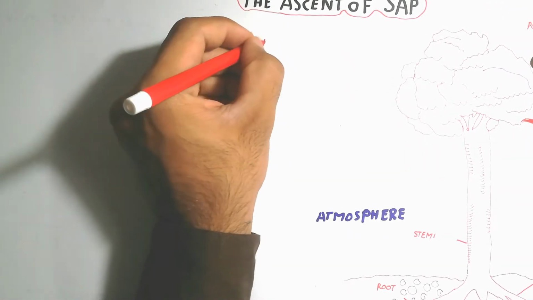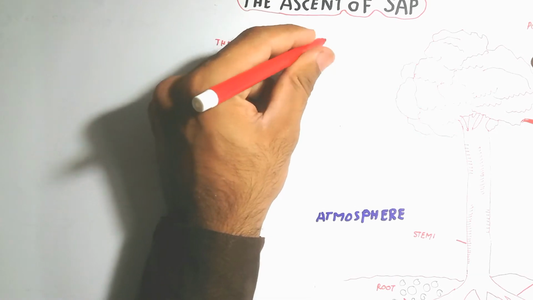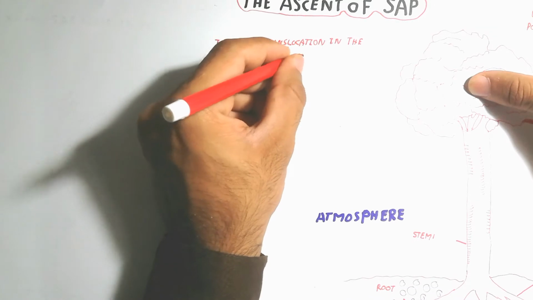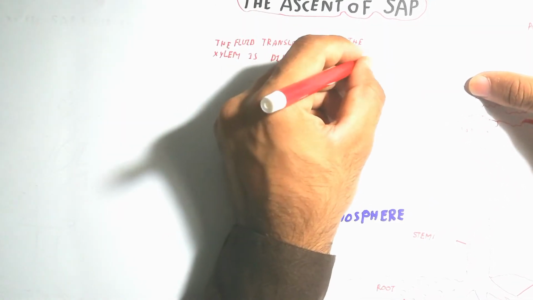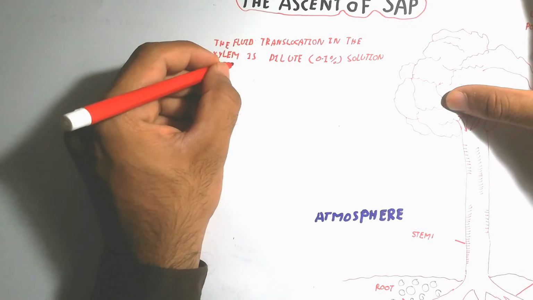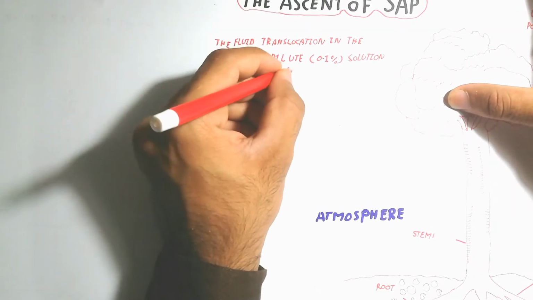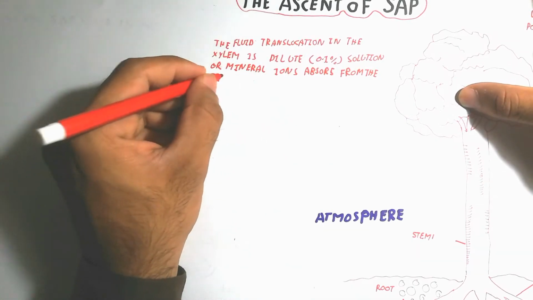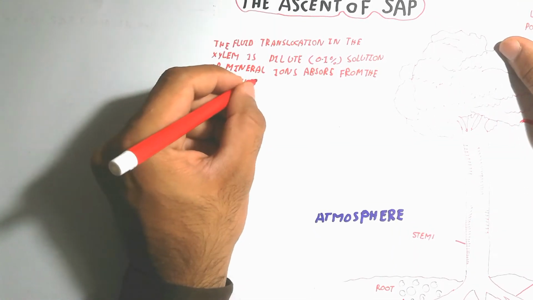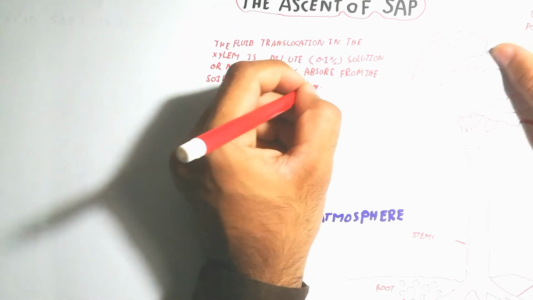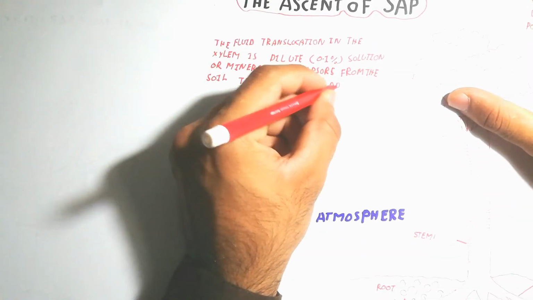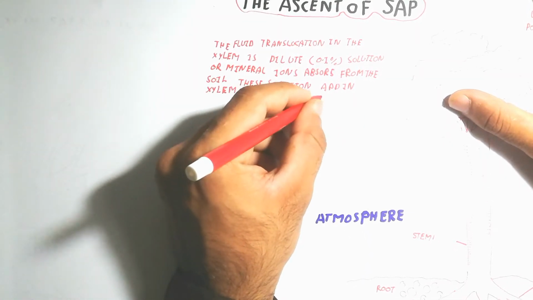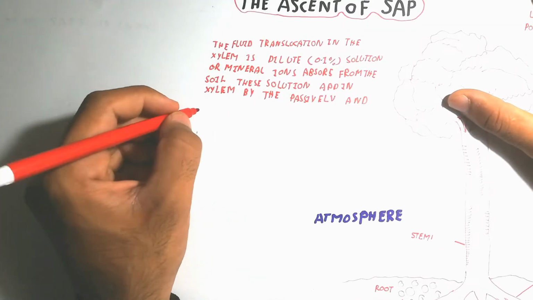So here we will talk about the information on the translocation of water, the ascent of sap. The fluid translocated in the xylem is a dilute solution, about 0.1 percent, of mineral ions absorbed from the soil. This solution is added into the xylem passively and accepted by leaf cells by active transport.